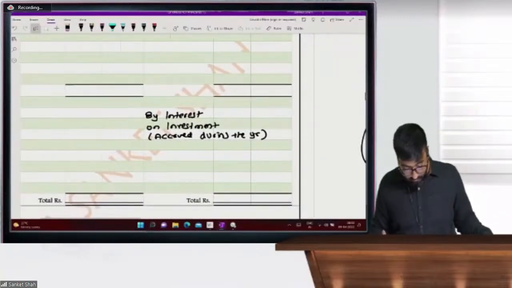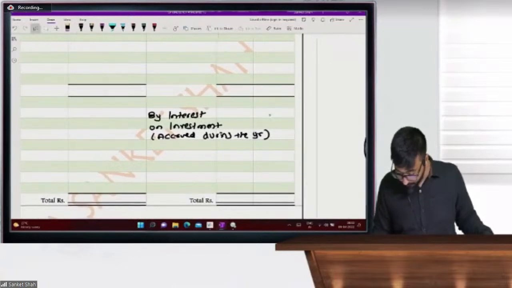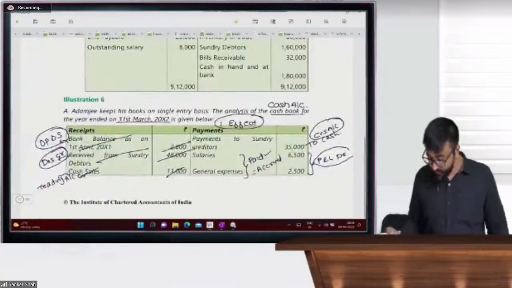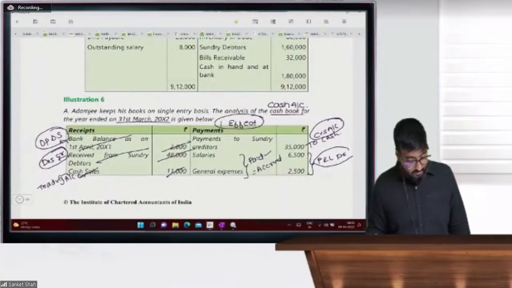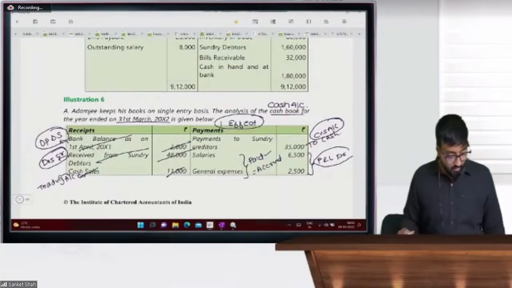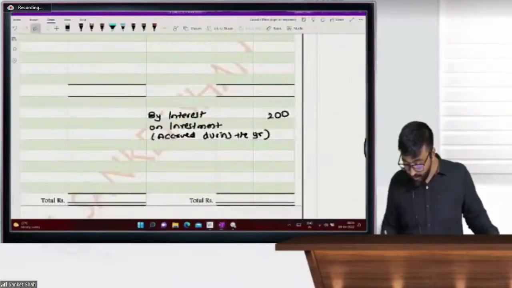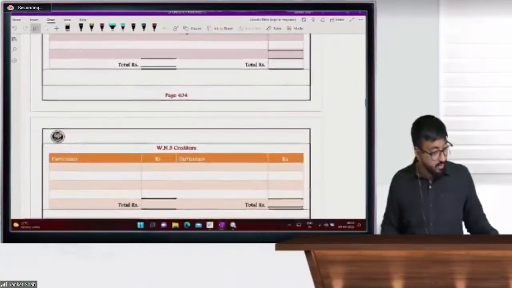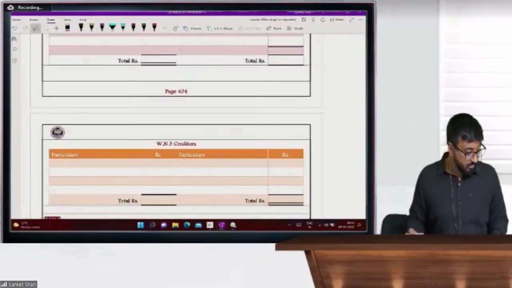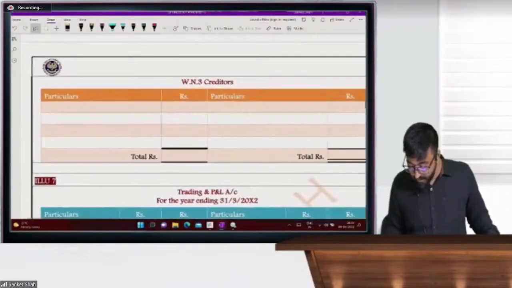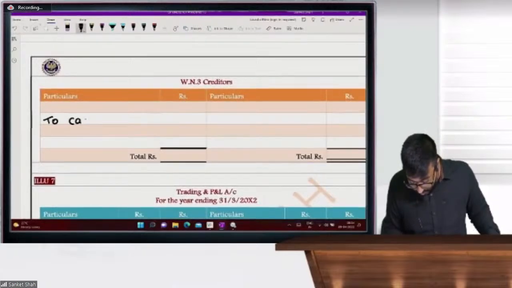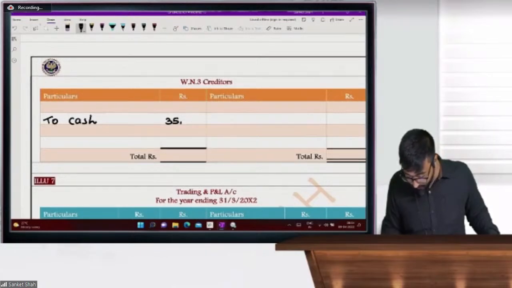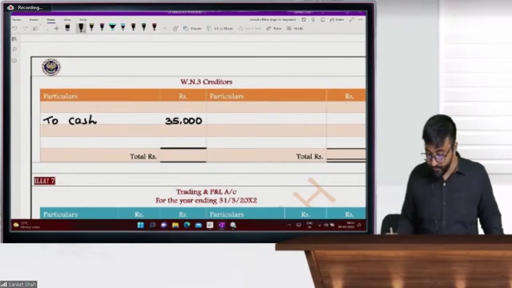प्रथम, 200. प्रथम को समझा तो पूरे इंडिया को समझा. Payment to creditors. Which account? Here credit means, second effect, creditors के debit side में which line? To cash. How much? 35,000. Next one, tell me.